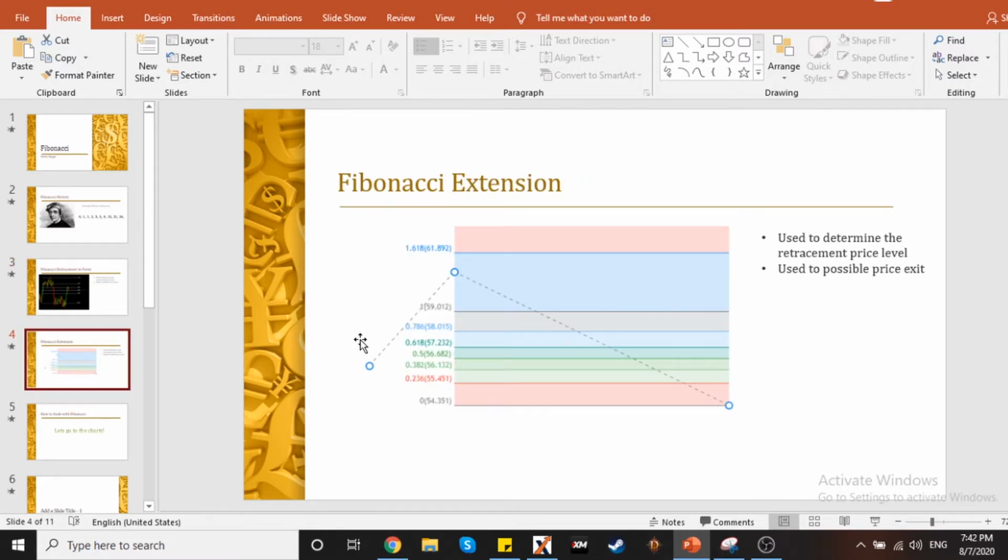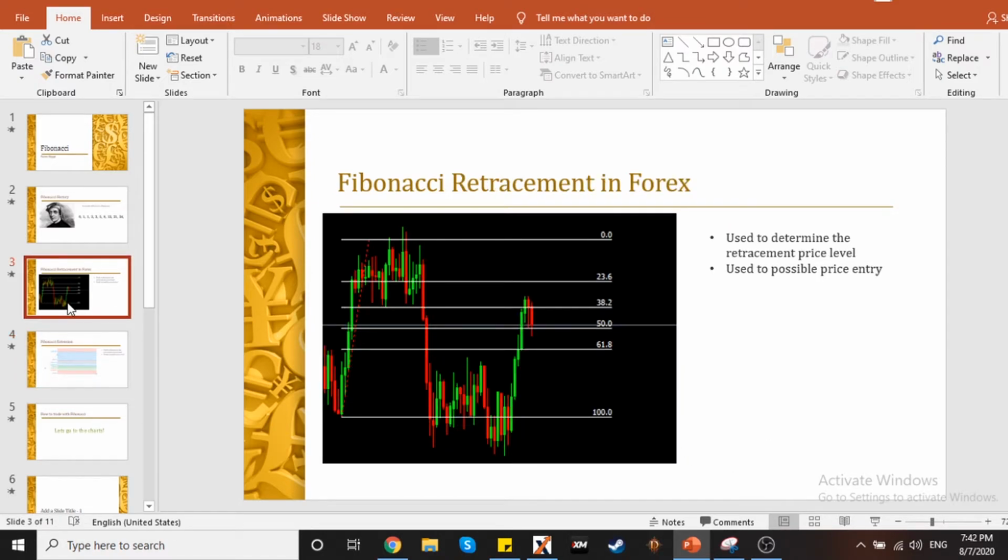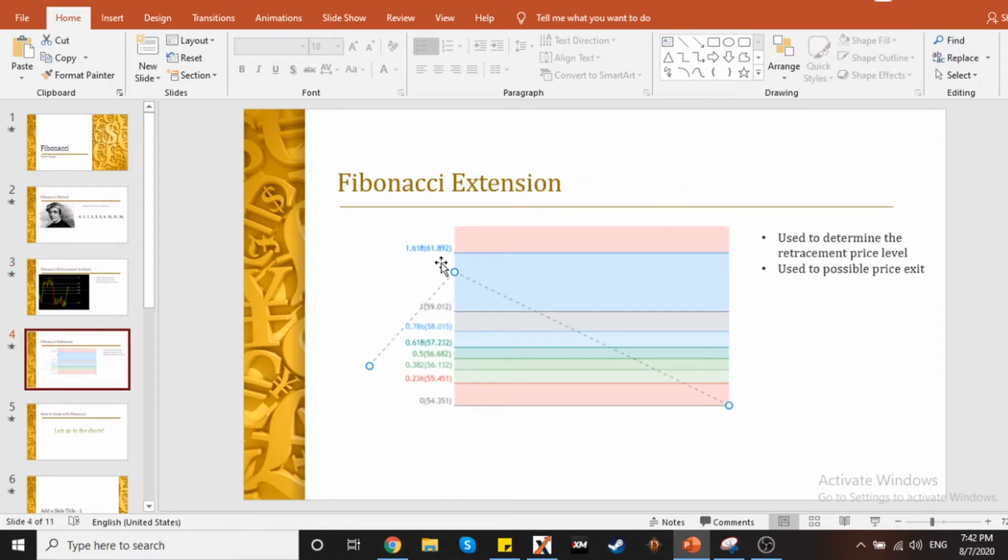Ngayon, yung Fibonacci Extension, mga Kanoypi, it is the way to determine retracements as well. Pero, the difference is, it is a possible price exit. Sa Fibonacci retracement kasi, it's a possible price entry. Sa Fibonacci extensions naman, ito yung possible price exit.